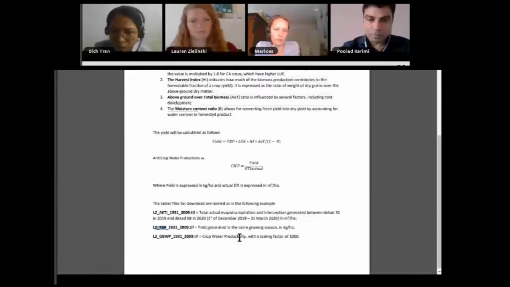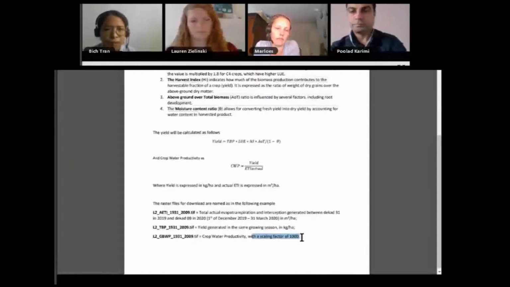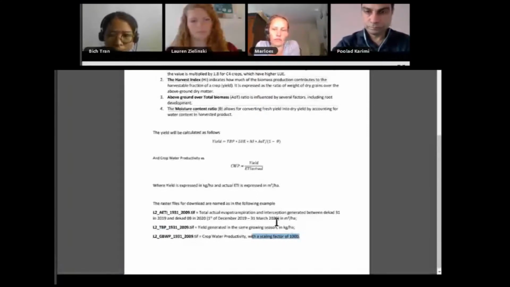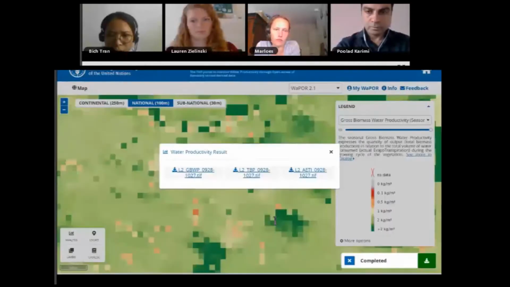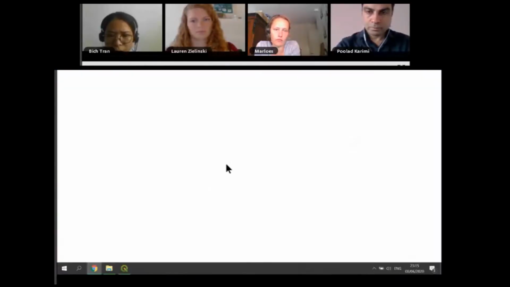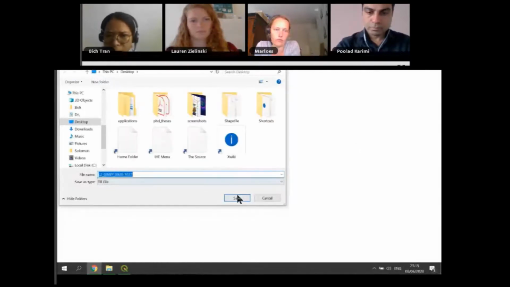And lastly, the raster with GBWP code is the crop water productivity. Notice that this has a scaling factor of 1000, which means after downloading the raster, you will need to divide the raster by 1000 to get the value in kilogram per cubic meter. For example, now I will download the crop water productivity rasters.